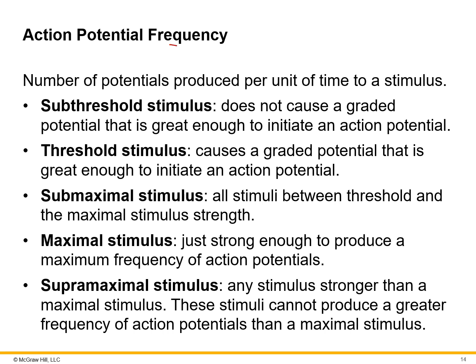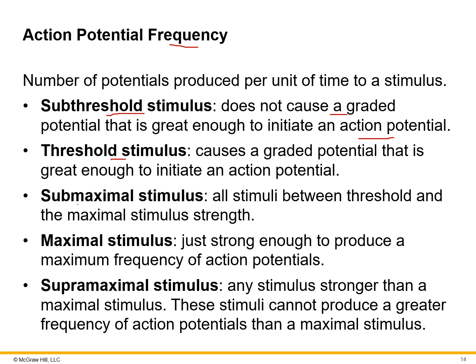So we have a few different stimulus strengths here. We have a sub-threshold stimulus. This does not cause the graded potential to initiate an action potential. There's an influx, there's a change in the membrane potential, but it doesn't reach threshold, so no action potential is generated. The threshold is what's needed in order to initiate the action potential.